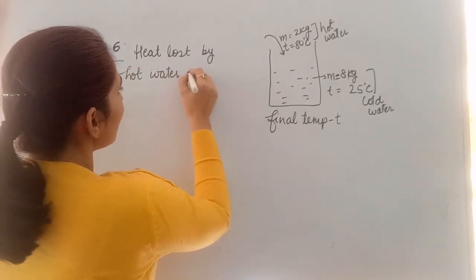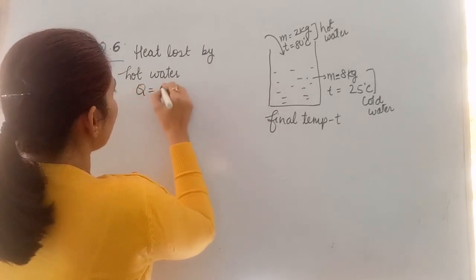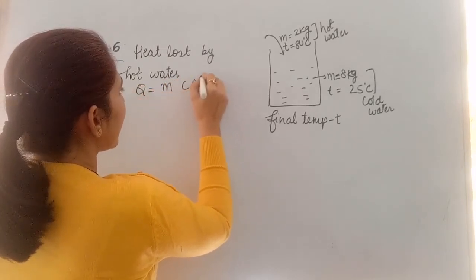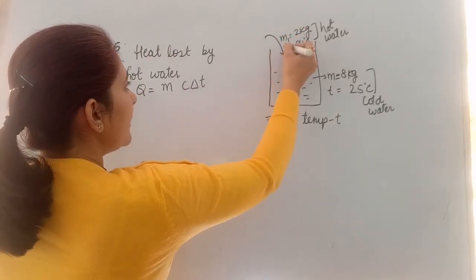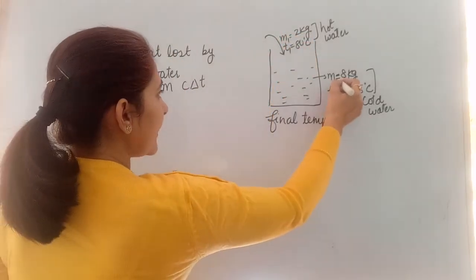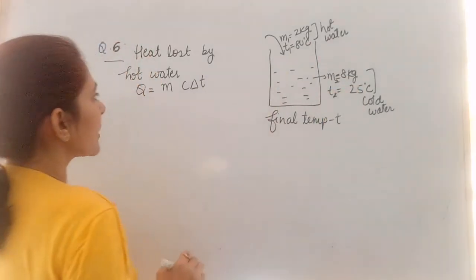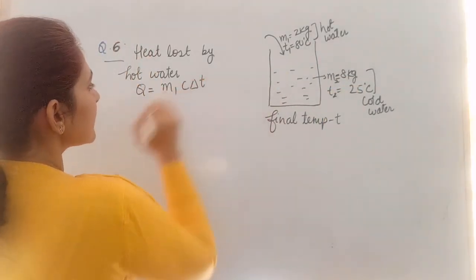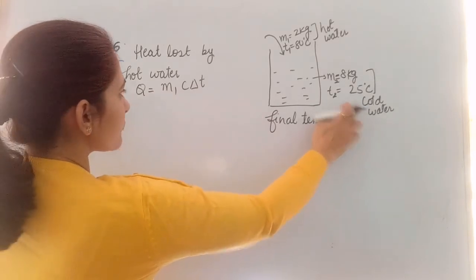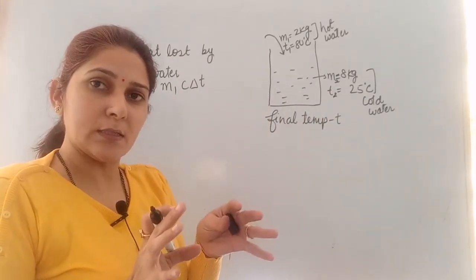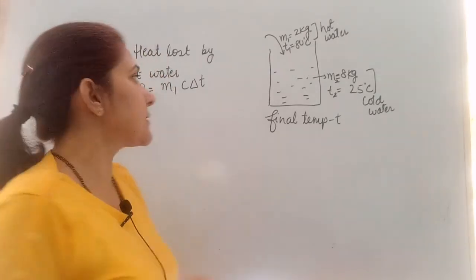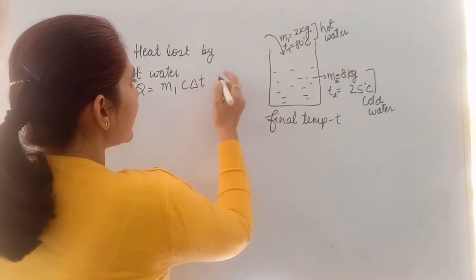And what is the value of that heat lost by hot water? That will be MC delta T. Suppose for hot water, I am writing it as M1. This is T1. For this, I am writing M2 and this is T2. This is M1. This is water. And again this one is water, so I am not writing it as C1, C2 because both the time the content is same, so the specific heat will remain same. And delta T will be what?